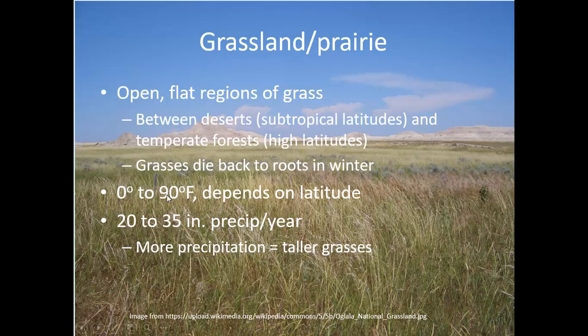The temperature ranges from 0 degrees, so below freezing, up to 90 degrees Fahrenheit, and that depends on the latitude of the grassland. They don't get a lot of precipitation, and that's why you don't have trees growing here, because the grasses can survive with this lower precipitation. They get between 20 and 35 inches per year. The more rain that they get, the taller the grasses grow.